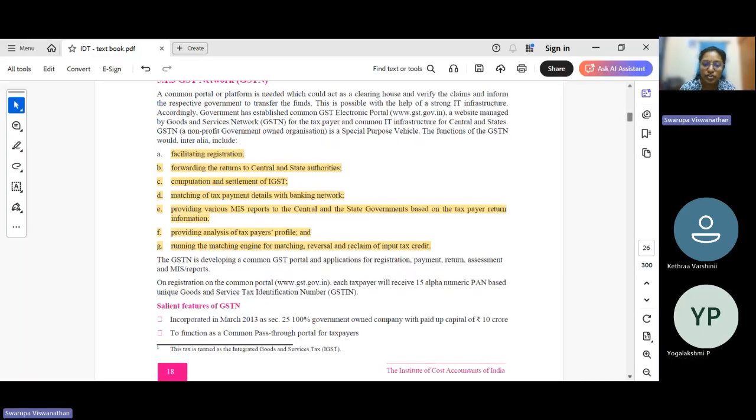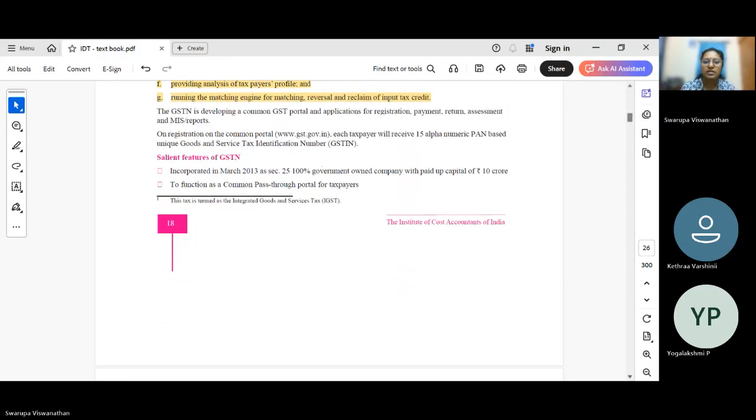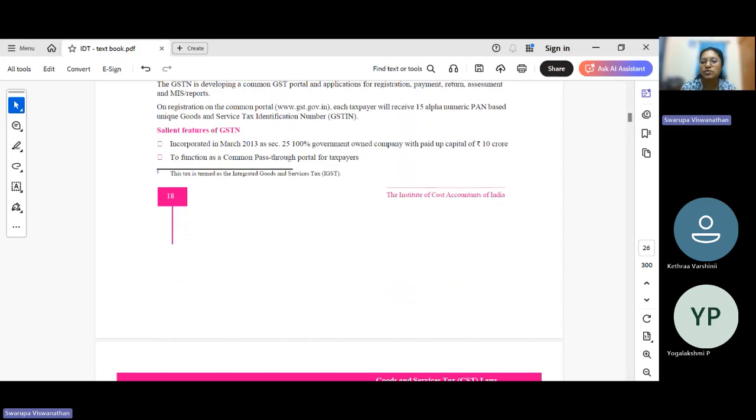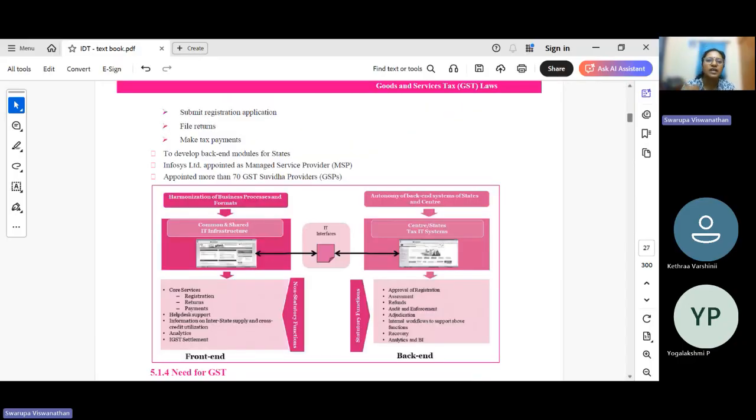What are the salient features of GSTN? It was incorporated in 2013 as a government-owned company. It functions as a pass-through portal for taxpayers, a portal that helps in registration and helps in administration of GST. They help you to submit the returns, they help you to submit the registration forms, they help you to make tax payments. All the provisions under GST, like applying for refunds, everything can be done through the GST portal.